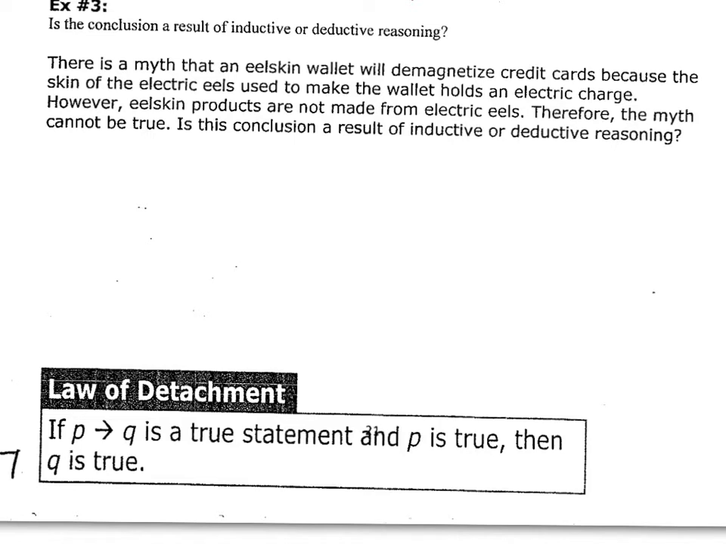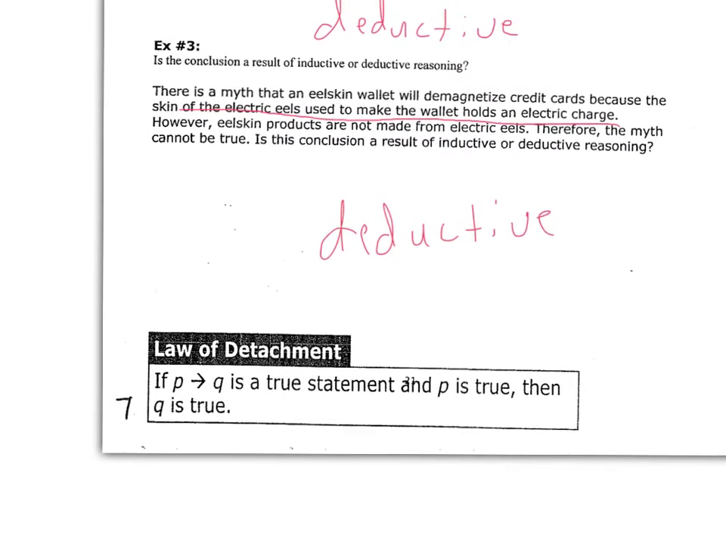Well, in this one, it does give you a bunch of information, but some of it is a definition. Okay, for example, the skin of an electric eel used to make the wallet holds an electric charge. Okay, that's giving a definition of what that skin of the electric eel is. It gives you detailed information that helps you decide whether the statement is true or false. Okay, so this guy is going to be deductive. Okay, deductive reasoning. Okay, so that is inductive and deductive reasoning, deciding whether something is true or false.